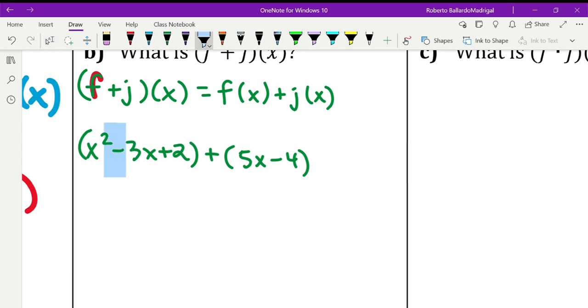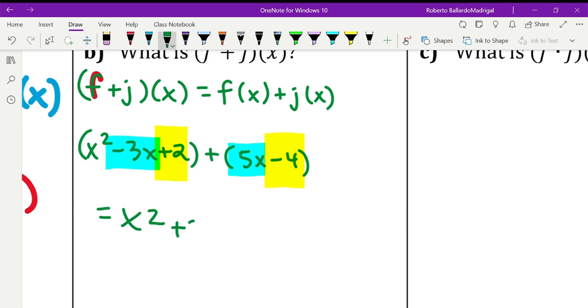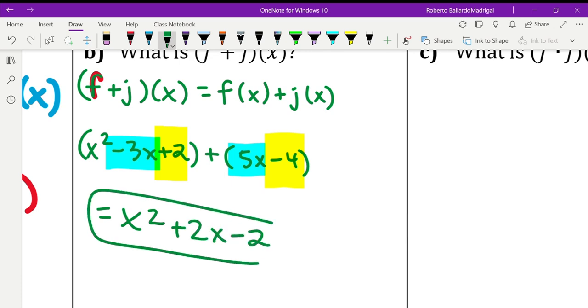We combine negative 3x and 5x, and we can combine positive 2 and negative 4. x squared plus 2x minus 2. This is your new solution. X squared plus 2x minus 2.